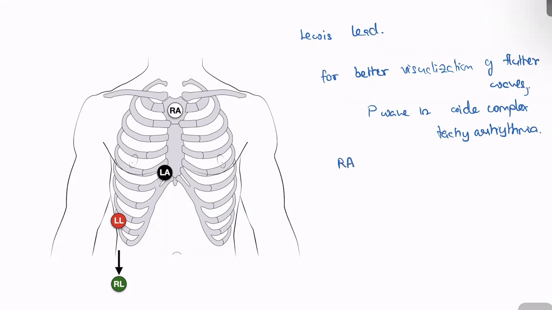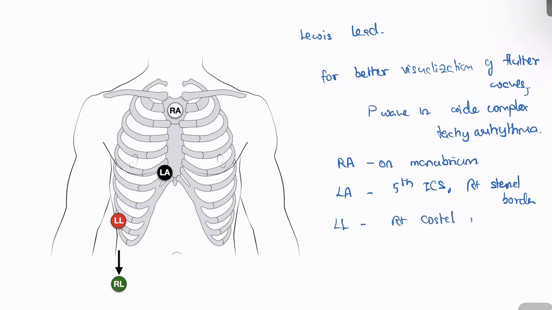RA electrode on the manubrium sternum. LA electrode on the fifth intercostal space, right sternal border. Left leg electrode on the right lower costal margin. And right leg electrode on the right leg. So by using this method, we can better visualize flutter waves and P waves in tachyarrhythmia.